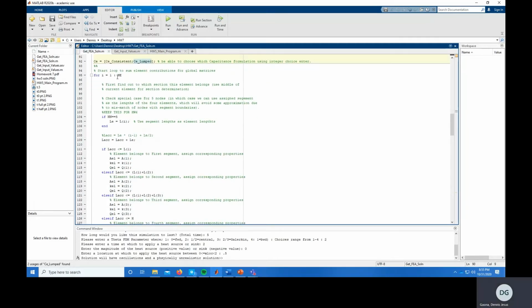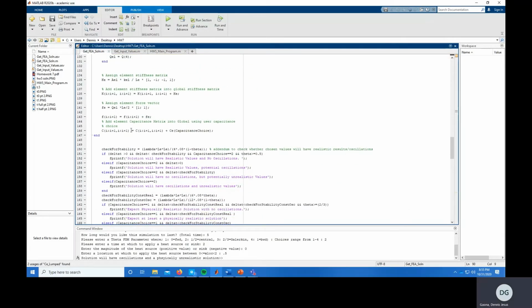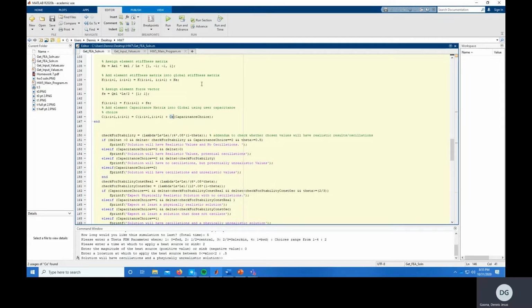For the most part, the loop stays exactly the same. The only thing we're actually adding is a global combination of our C matrix, which is just the same as K, and then adding the CE that we choose, either lumped or consistent formulation.